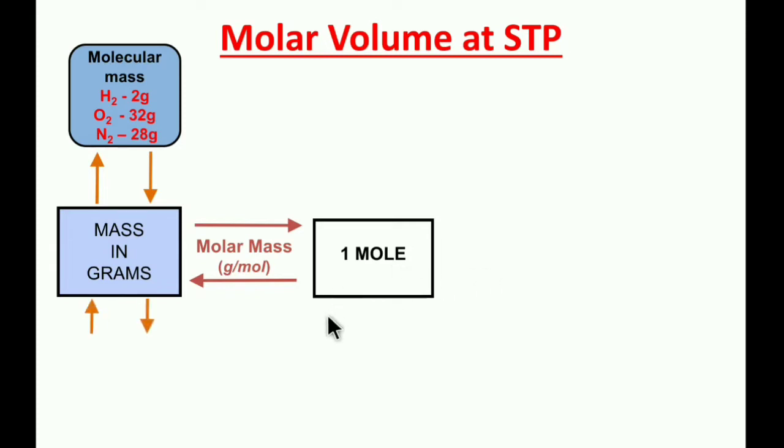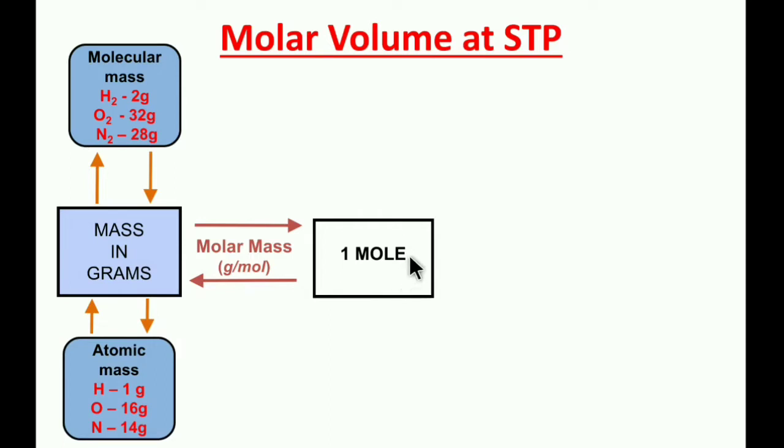The next one: 1 mole of a substance is equal to the atomic mass of an atom. 1 mole of any substance is equal to the atomic mass of that atom. For example, take hydrogen in its atomic form, a hydrogen atom. Its atomic mass is 1 gram. So 1 mole of hydrogen atom has a mass of 1 gram.